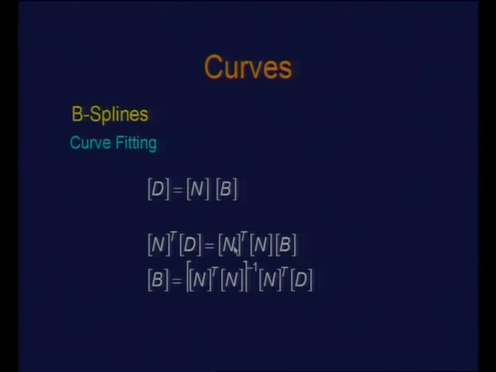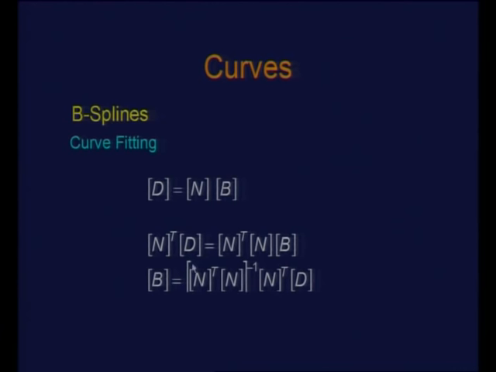So, we are basically considering a situation where I may not require or may not want the number of control points to be the same as the number of data points. But this would enable me to have the inverse of the matrix N transpose multiplied by N, and then I can solve for B, which are the control points, as N transpose multiplied by N inverse, multiplied by N transpose D.